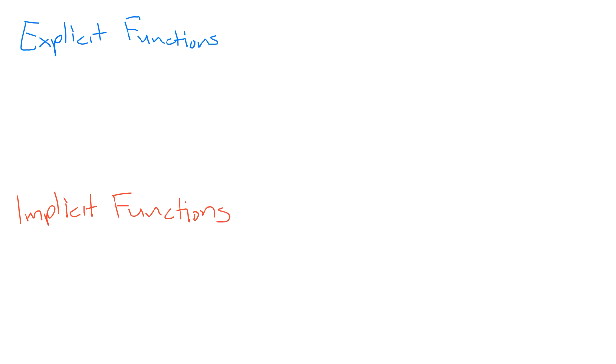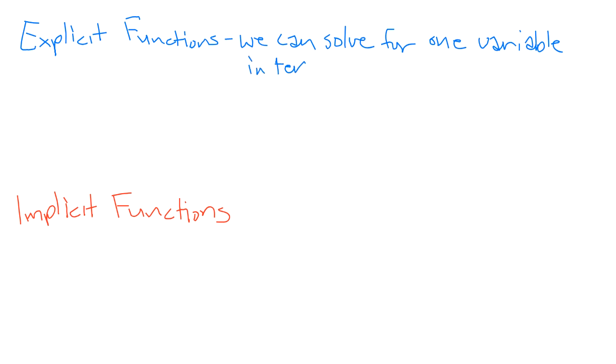In an explicit function, there is going to be a direct relation where we can solve for one variable in terms of another.